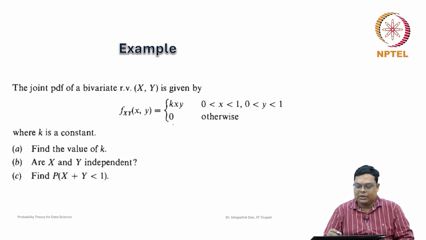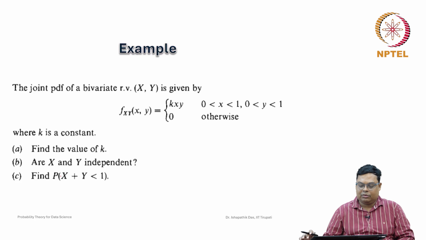f_XY(x, y) is equal to k times xy for 0 less than x less than 1, 0 less than y less than 1, and 0 otherwise, where k is a constant. Find the value of k. Are X and Y independent? Find the probability of X plus Y less than 1. So, let us discuss this.